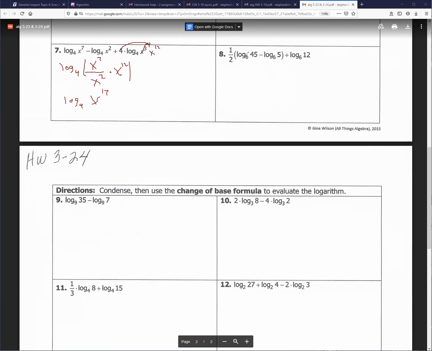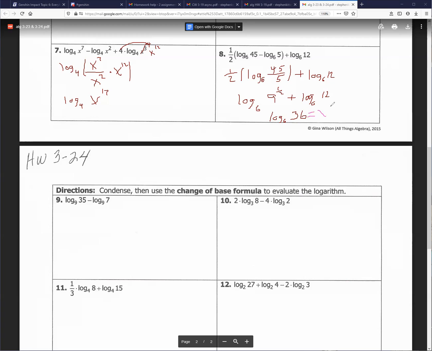All right, 1/2 log 6 of 45 minus log 6 of 5. All right, I'm going to simplify the stuff on the inside first. I'm going to say this is log base 6 of 45 over 5, which is 9. So let's remember that this right here is 9, and we're going to bring the 1/2 inside as a power, 9 to the 1/2 plus log base 6 of 12. All right, so this is now a 3, right? Square root of 9 is a 3, so this is log base 6 of 3 times 12, which is 36.